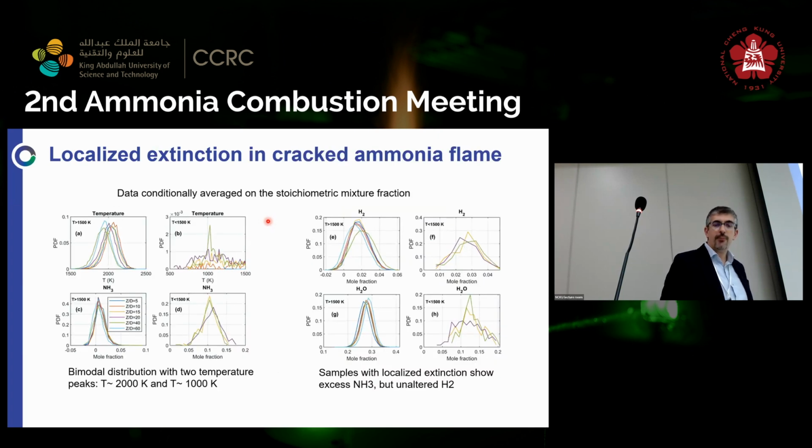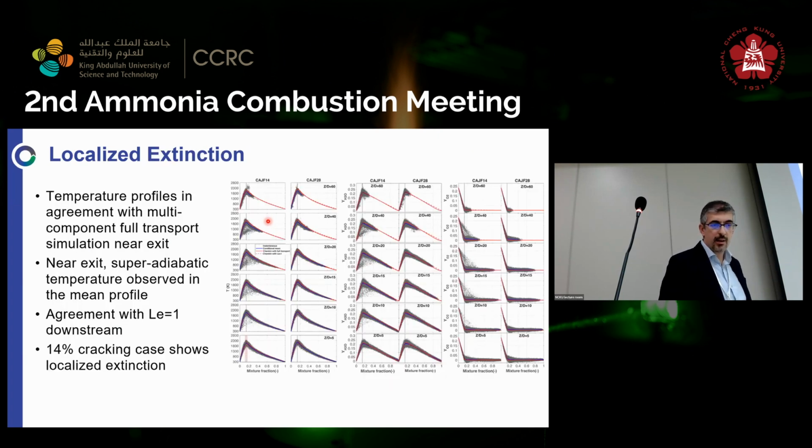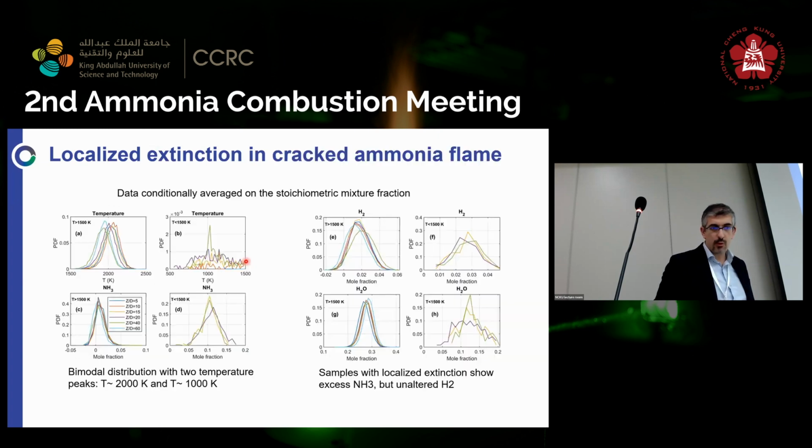In particular, if I zoom in on this region where I have localized extinction, and we do some conditional averaging, we see a bimodal distribution. So conditionally averaging near the stoichiometry: take a narrow range near the stoichiometry, where if I don't have localized extinction, all the samples should be fully burned.